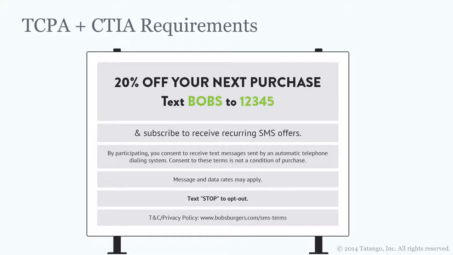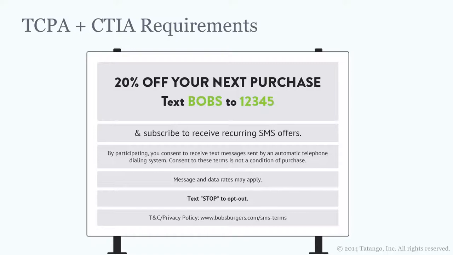Okay, then we go to CTIA. And subscribe to receive recurring SMS offers. This is the recurring SMS program description. Recurring SMS offers. That's what it is. Okay, then we go to TCPA. By participating, you consent to receive text messages sent by an automatic telephone dialing system. That's the first part. Remember the first part we went through, the consent to receiving text messages.